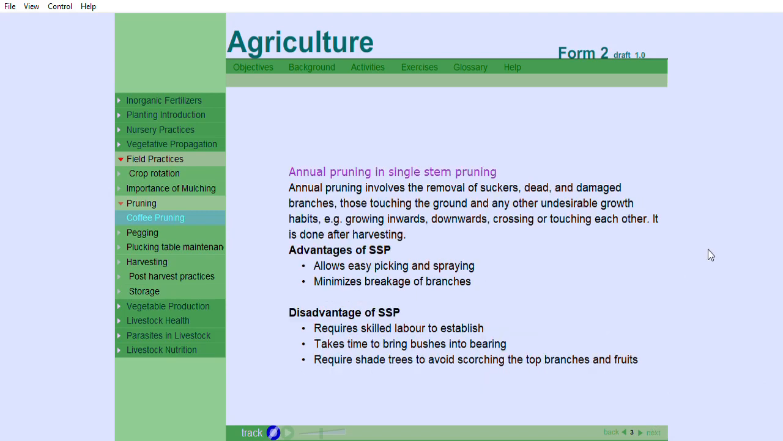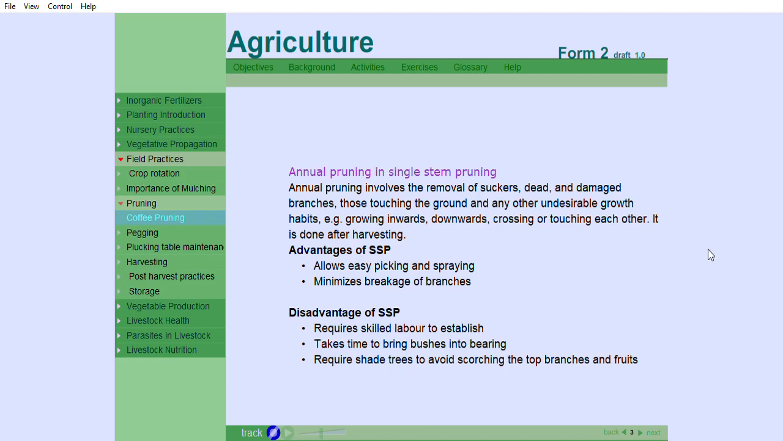Annual pruning in single stem pruning. Annual pruning involves the removal of suckers, dead and damaged branches, those touching the ground, and any other undesirable growth habits, for example, growing inwards, downwards, crossing or touching each other. It is done after harvesting. Advantages of single stem pruning: allows easy picking and spraying, and it minimizes breakage of branches.